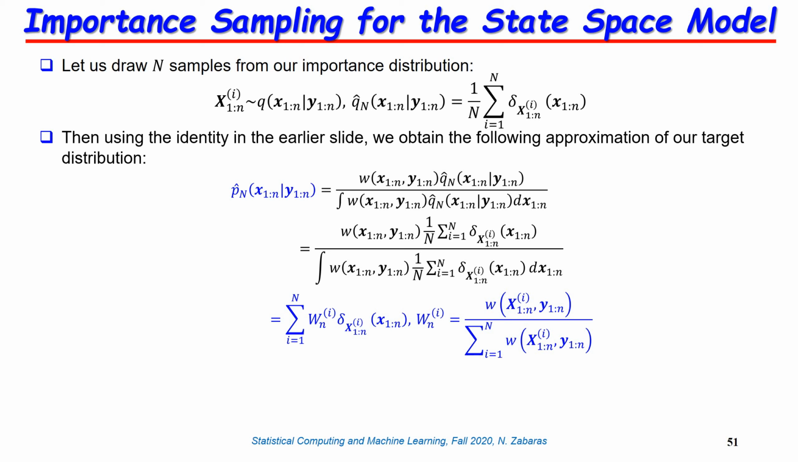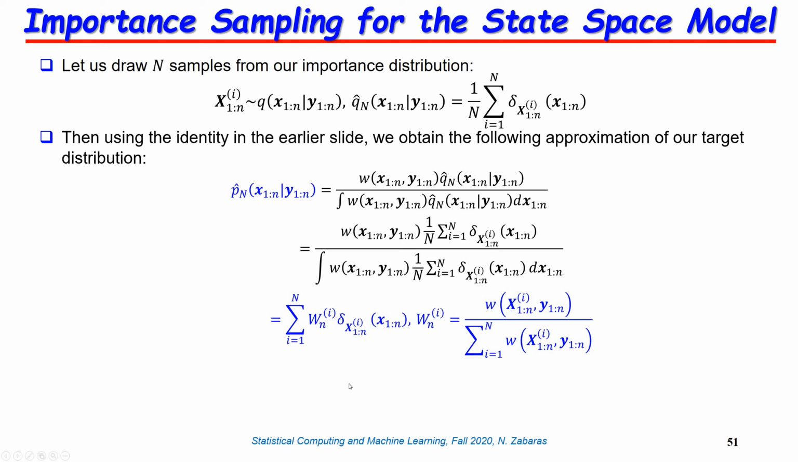Capital W are my normalized weights, because I remind you here we had the ratio of two Monte Carlo approximations. So what are my normalized weights? It is my little w's evaluated for each of the samples, divided by the sum of all the w's evaluated at all the samples x_i. Little w, unnormalized weight; capital W, normalized weights. So this is the empirical importance sampling approximation for my target distribution.